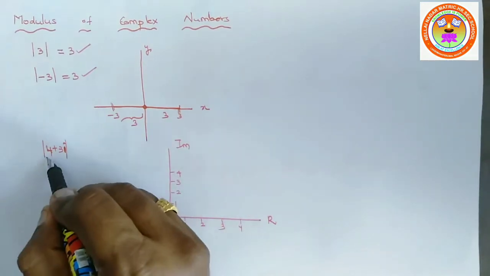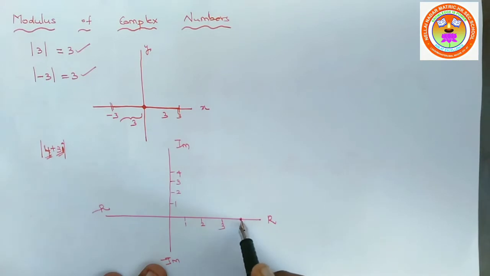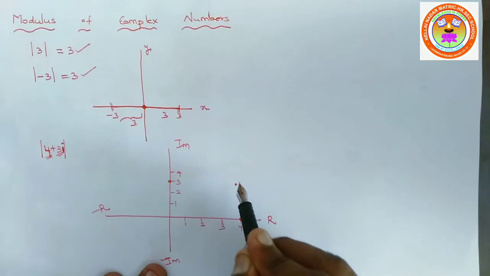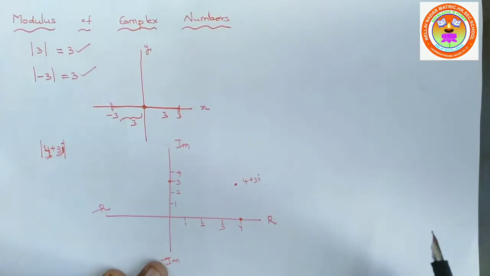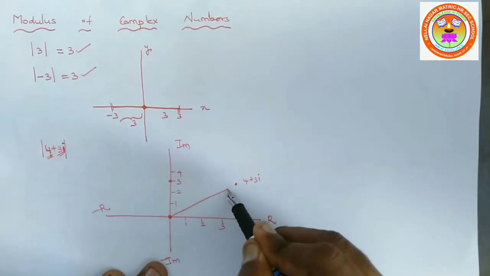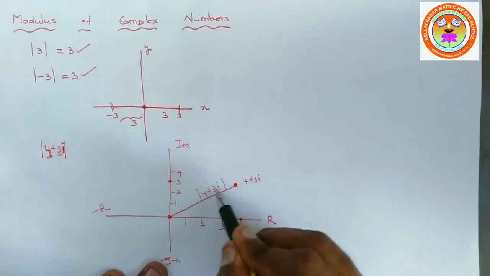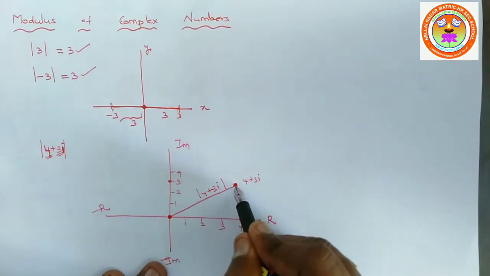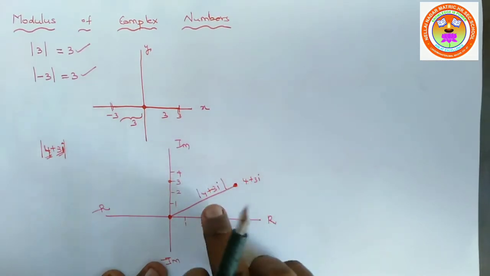So this is real 4. This is imaginary 3. This is real, this is imaginary. Both will coincide here, 4 and 3. This is nothing but 4 plus 3i. The point is 4 plus 3i. Still we need to find the distance, the distance between the origin and the point, which is nothing but the modulus of 4 plus 3i. This length is nothing but the modulus of 4 plus 3i.